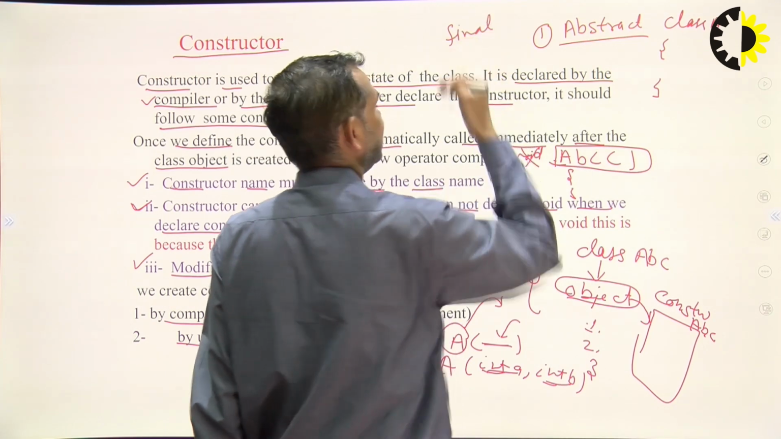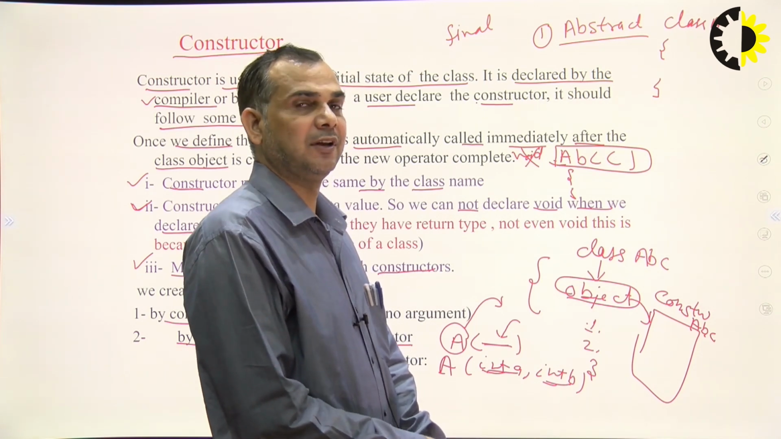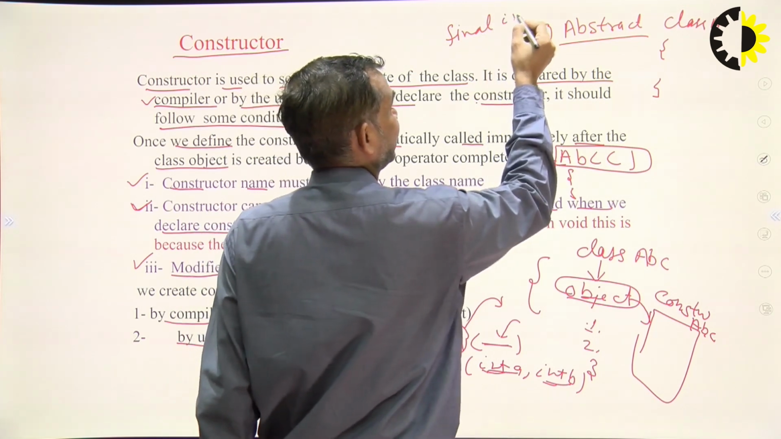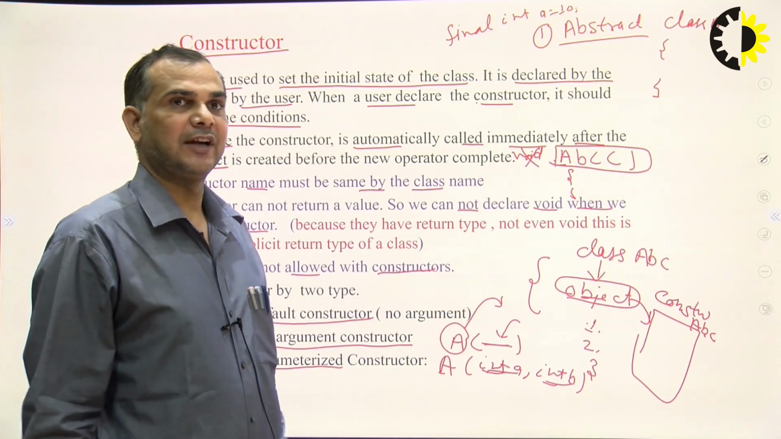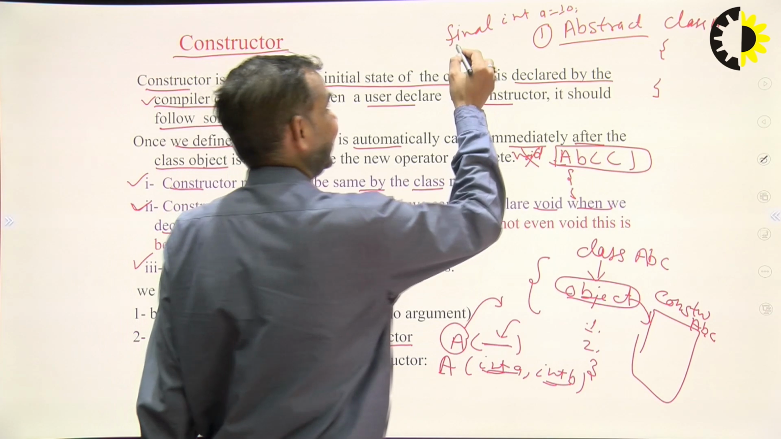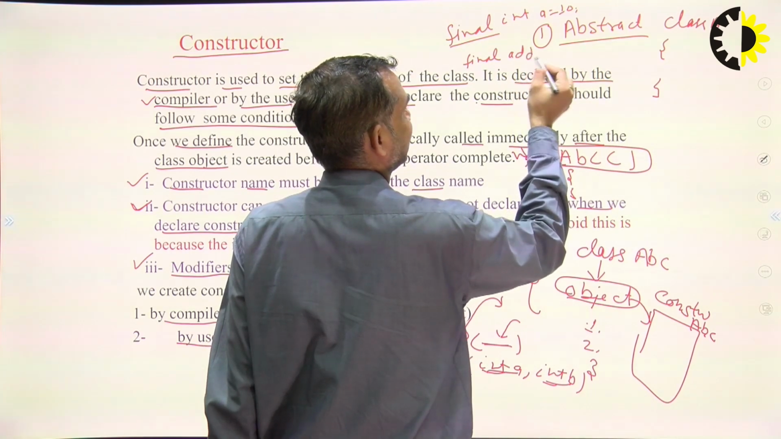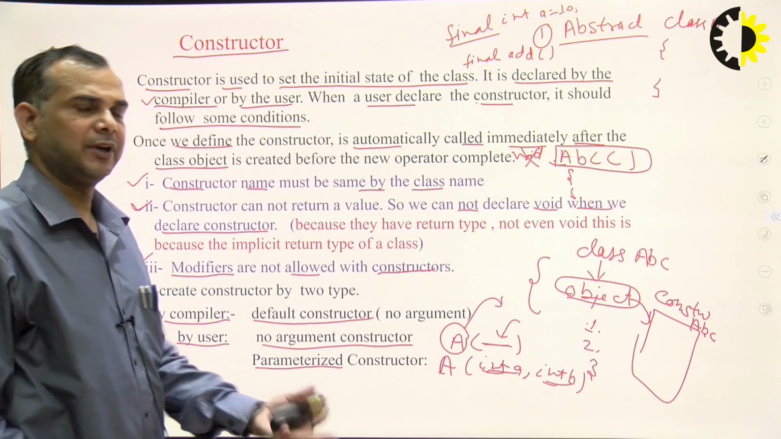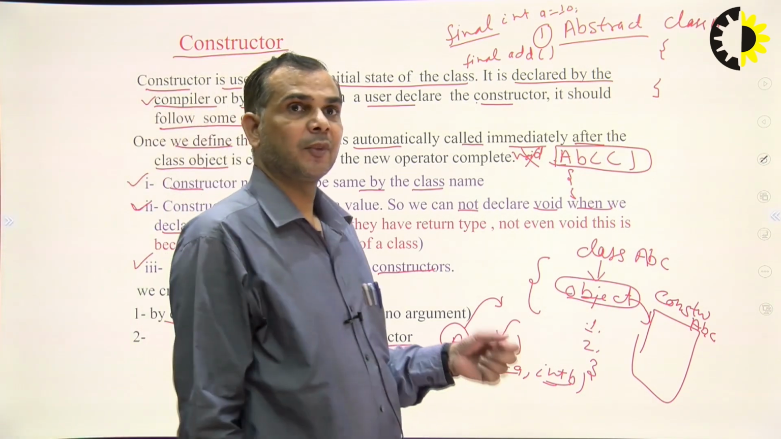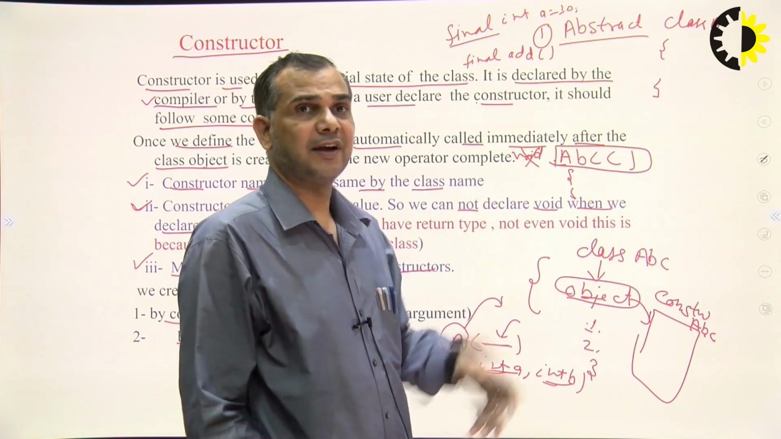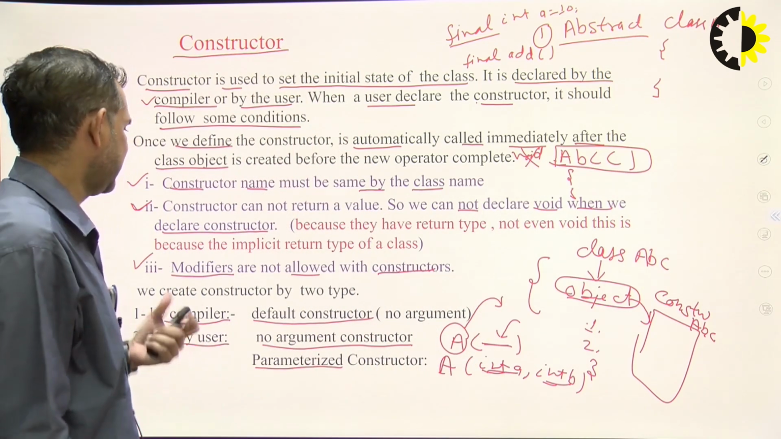Second one is final. Final is also a keyword. It can be applied in front of the class, in front of the method, and in front of the variable. If it is declared in front of a variable a equal to 10, it means we cannot change the value of a. So that behaves like a constant. If we declare final on a method, we cannot override the method. We will define it later in the next session. But here there are some modifiers such as abstract, final, native, volatile, transient. So these are some modifiers which cannot be used inside the constructor.